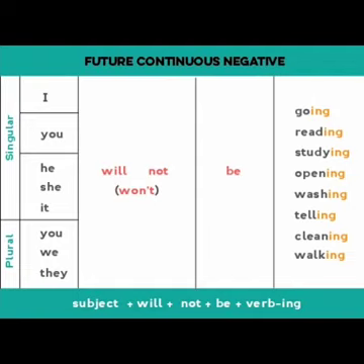For negative sentences, subject comes first, then comes will not or won't, which is followed by the verb plus ing in its first form. For example, I will not be coming or I won't be coming.